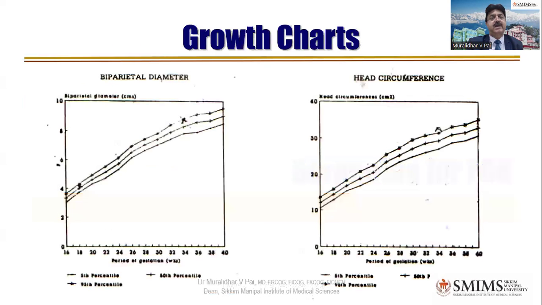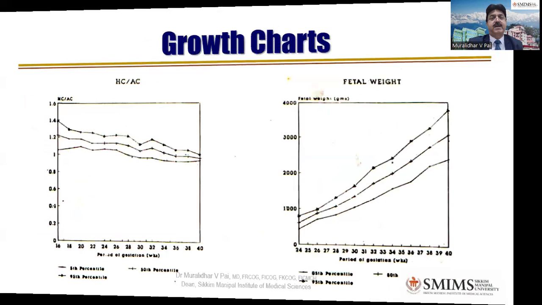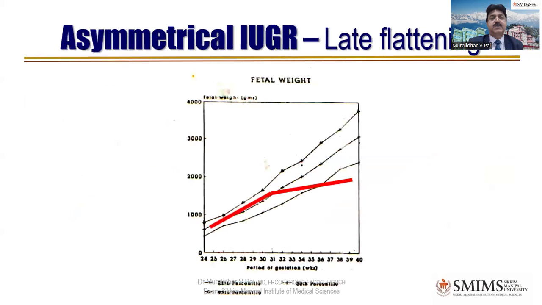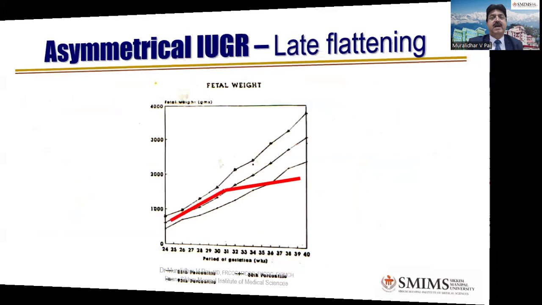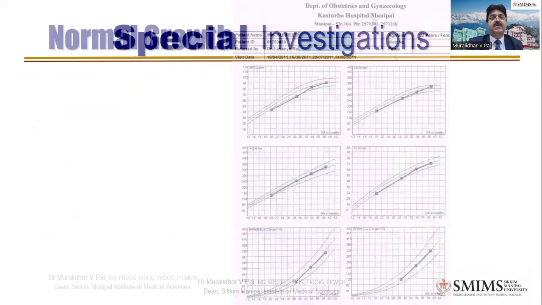Screening for FGR, I will be going to take a long class on FGR. Today, it is enough to show that these are the charts we should be depending upon and plot it. There are two types of plots we can see. Asymmetrical is late flattening and symmetrical is low profile. So these charts will give you an idea.